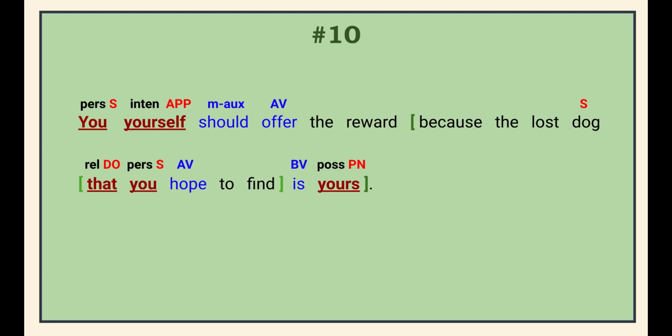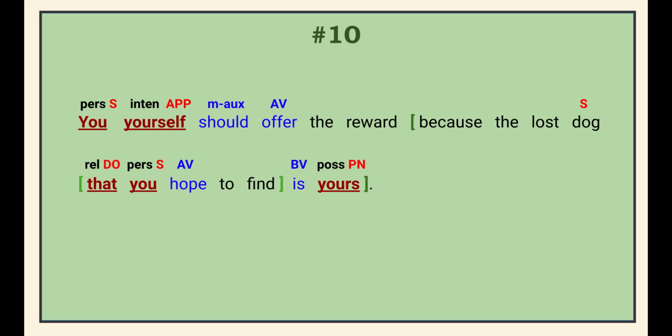Our second pronoun is yourself. It's an intensive pronoun, and we know that it's an intensive pronoun because it acts as an appositive for the noun or pronoun right before it. It is renaming you and adding emphasis. Be careful not to confuse appositives with predicate nominatives that must follow a be or linking verb.